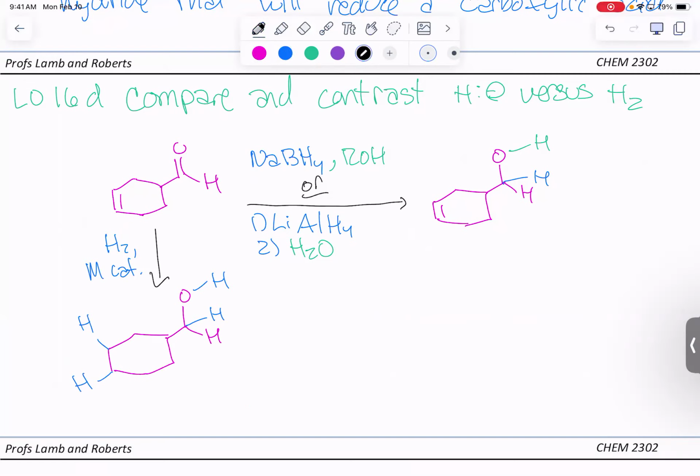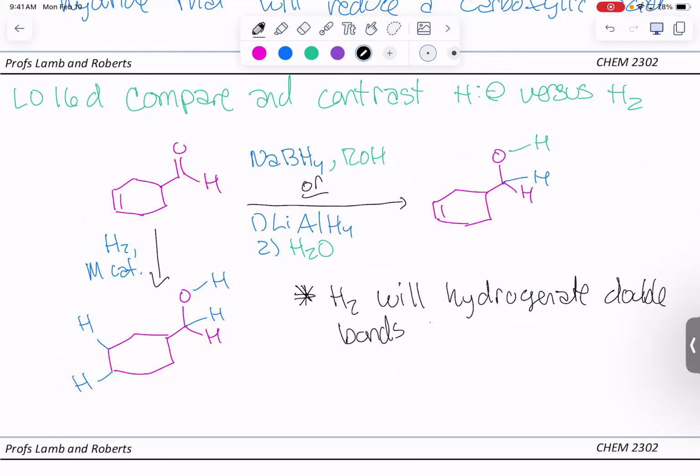Right, so this is always a favorite exam question, functional group compatibility. Right, so H2 will hydrogenate double bonds, but sodium borohydride and lithium aluminum hydride will not.